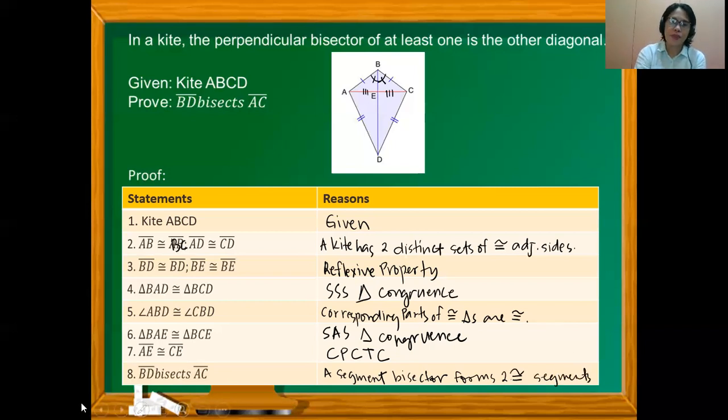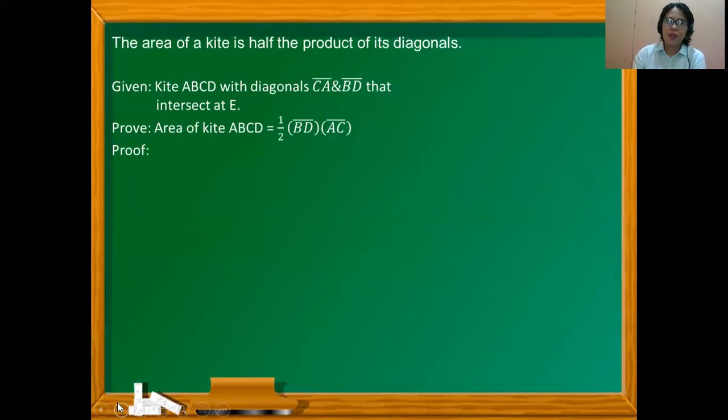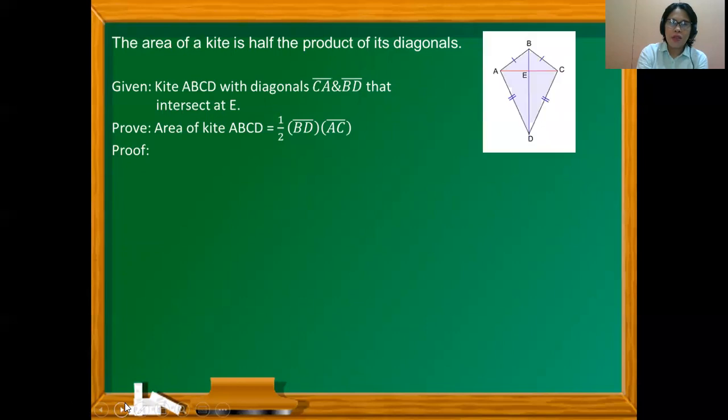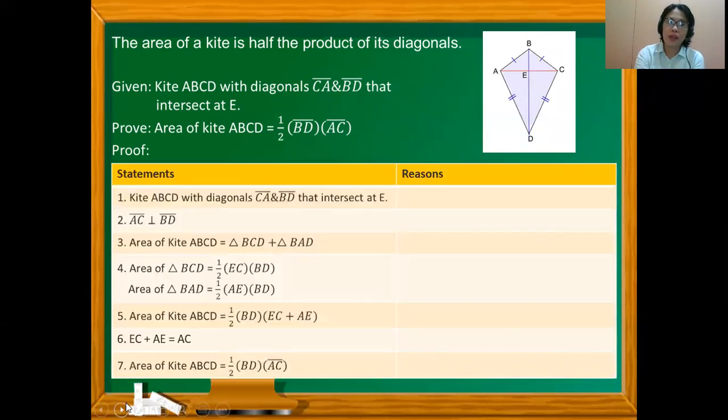Okay, so next, the area of a kite is half the product of its diagonals. So given here, kite ABCD with diagonals CA and BD, and they intersect at point E. Now we're going to prove really that the area of kite ABCD equals 1/2 of BD and AC, which are the product of the diagonals. So we're going to complete the proof again.